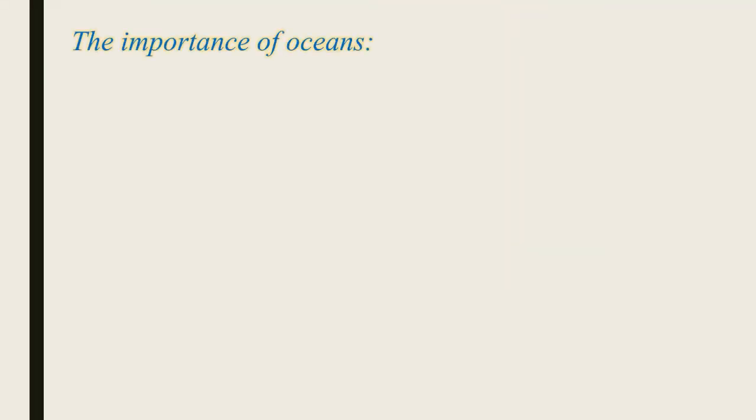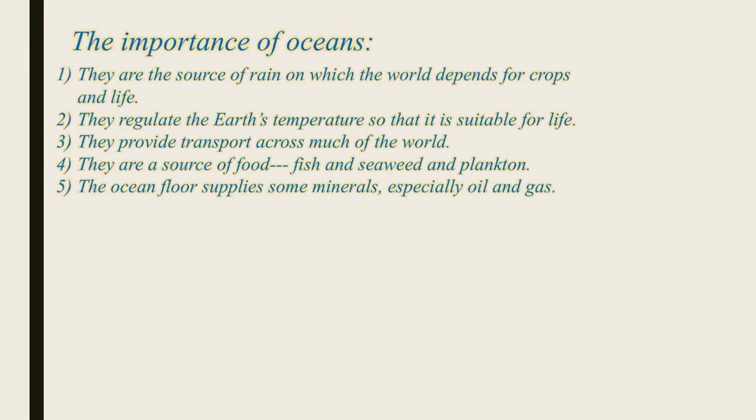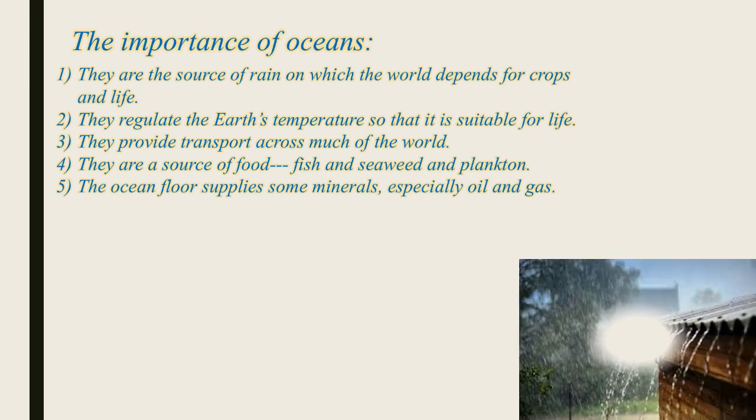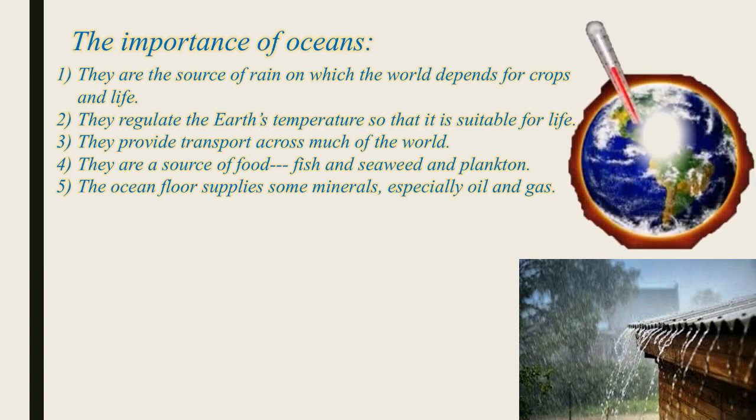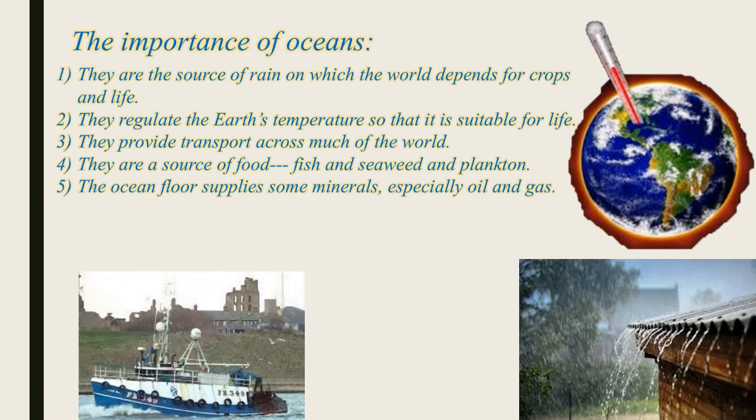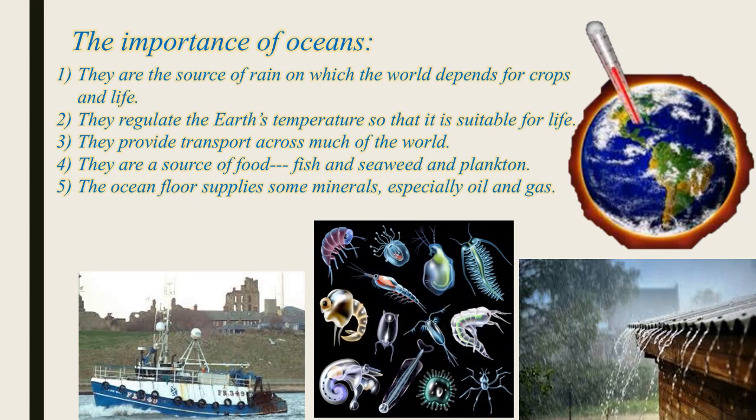The importance of oceans. They are the source of rain on which the world depends for crops and life. They regulate the Earth's temperature so that it is suitable for life. They provide transport across much of the world. They are a source of food: fish, seaweed and plankton. The ocean floor supplies some minerals, especially oil and gas.